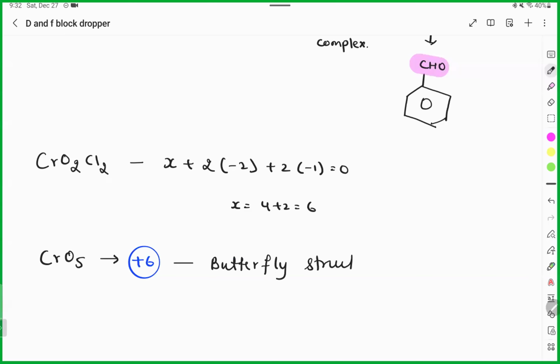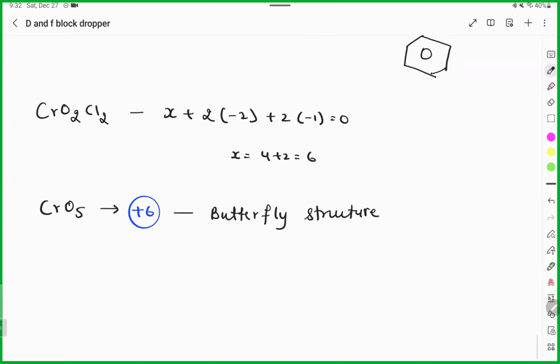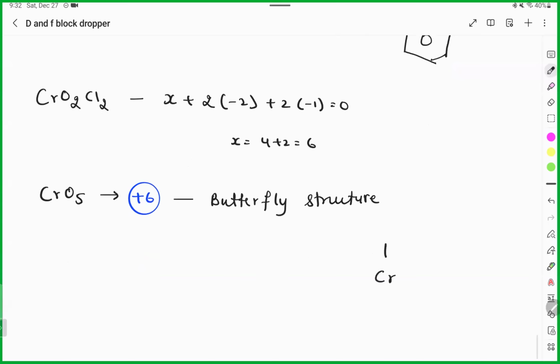And in case of butterfly structure, 4 oxygens will have -1, and 1 oxygen will have -2. So 1 oxygen, 2 oxygen, 3 oxygen, 4 oxygen, and all are present in peroxide form. Not this. 1 oxygen has 2 bonds. Any doubt? This is the butterfly structure.